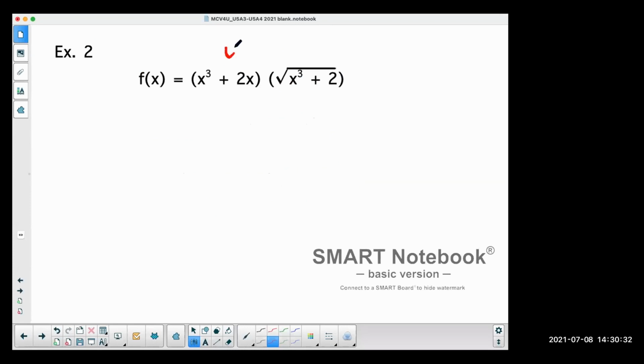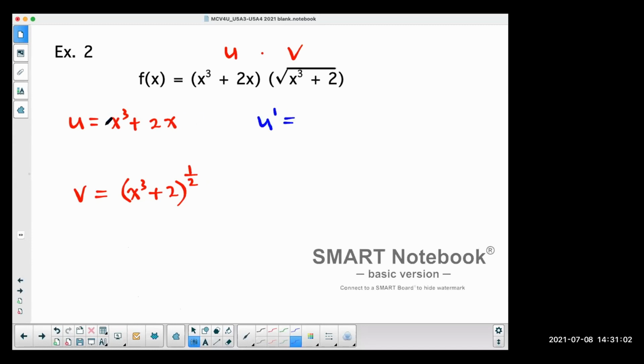Product rule, U times V. And this looks complicated because of the square root function. So you can simplify the question by just focusing on one bracket at a time. We write this as 1/2. And then you're just practicing what we learned yesterday. What is U prime? Bring down the 3. Here, that's just a 2. So 3x squared plus 2. We can do that. That's something we learned yesterday. We're not learning anything new.